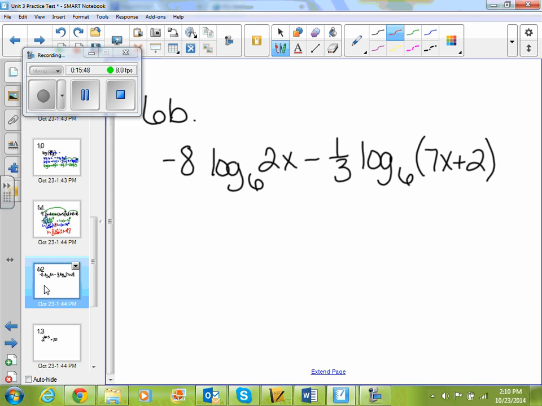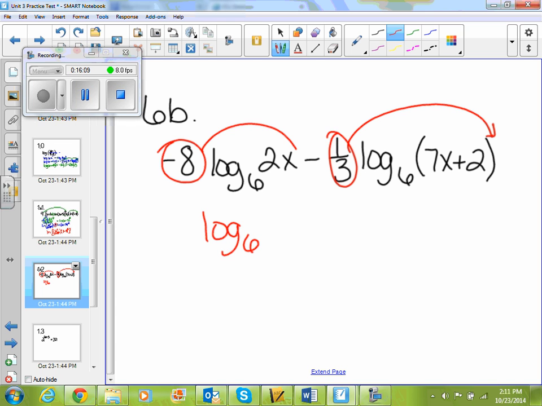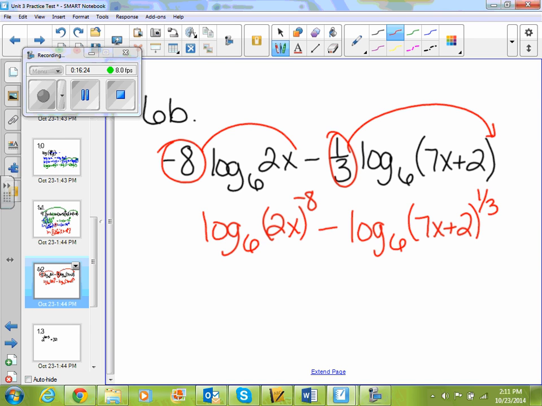If I look at 6b, I have negative 8 log base 6 of 2x minus 1/3 log base 6 of 7x plus 2. Okay, so the first thing I'm going to do is roll my coefficients up as exponents. So I'm going to roll this 8 up, I'm going to roll this 1/3 up, and so I'm going to end up with log base 6 of 2x to the negative 8 power minus log base 6 of 7x plus 2 to the 1/3 power.